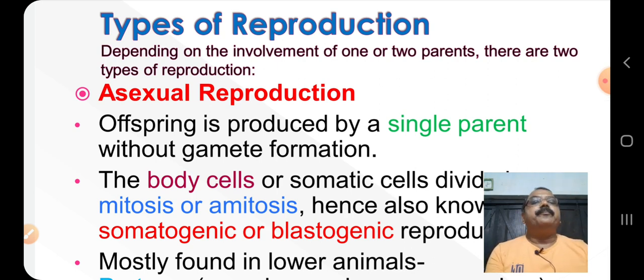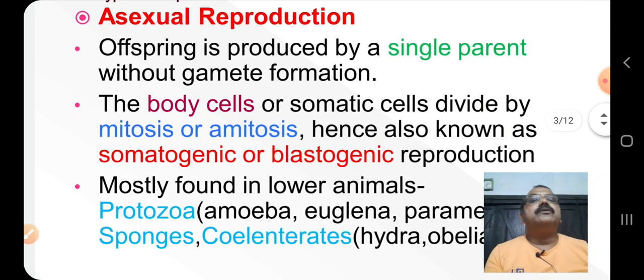On the basis of number of parents involved in the process, there are two types of reproduction: asexual reproduction and sexual reproduction. In case of asexual reproduction, only a single parent is involved. There is no formation of the gametes. There is no involvement of the sex. The body cells or somatic cells divide by mitosis or amitosis.